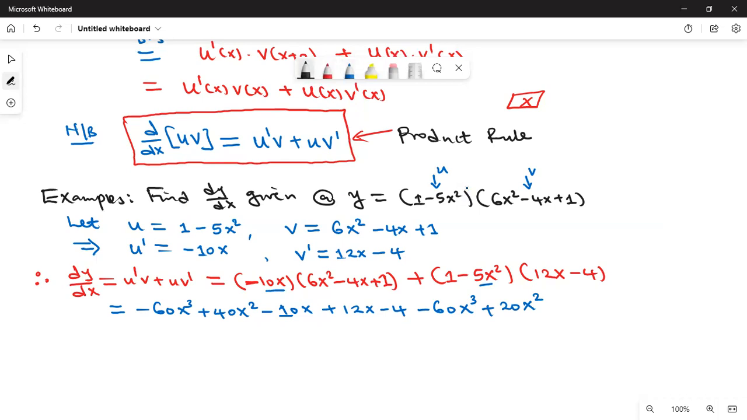And you see now you can simplify. They should now give us, let me use another color, negative 120x cubed. I have combined this and this. Then the x squared, I can see 40 and 20, so that will give us plus 60x squared. Those with x, I can see negative 10 and 12, so that is plus 2x, and then negative 4, the constant term. So that is our derivative in the simplest form.